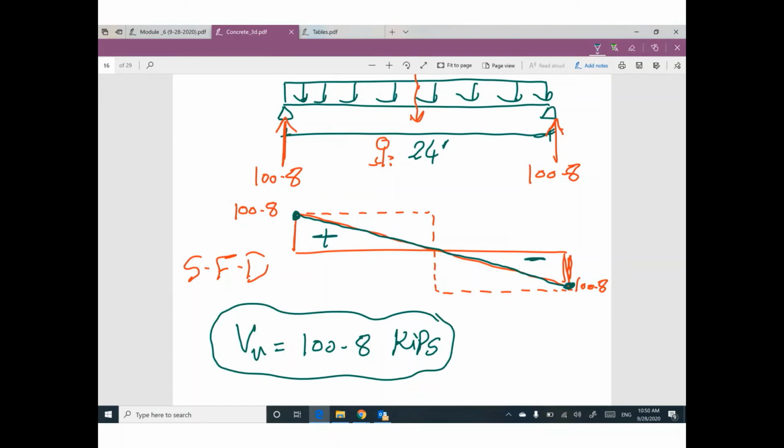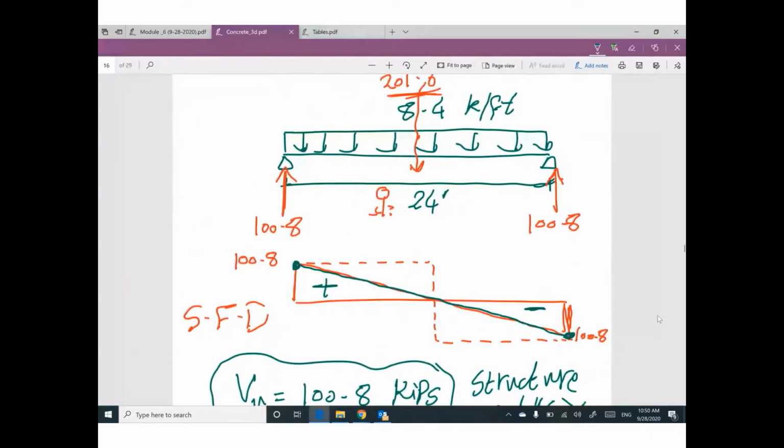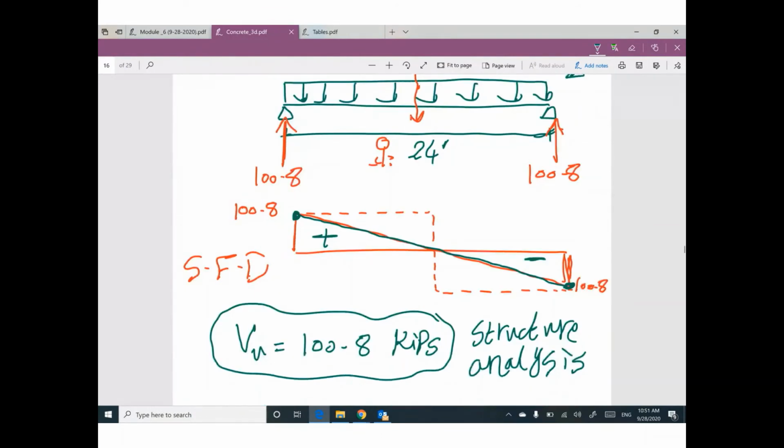From structure analysis. This is the reason why the structure analysis course is required before this course. Without structure analysis, many parts will not be figured out. Any question for this point? If you have an issue, you can use RISA. But this beam is very simple, so we don't need to use RISA. It's very easy. Okay?